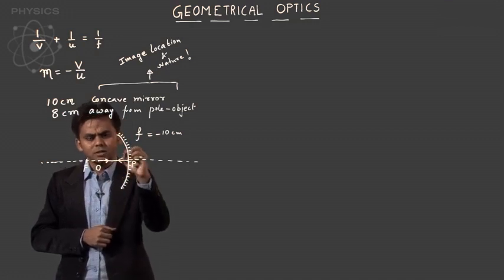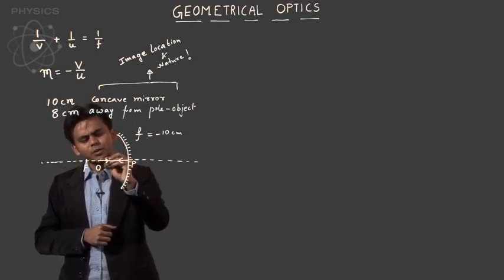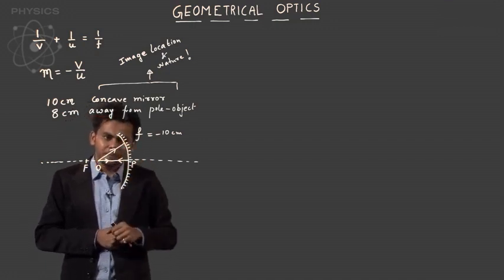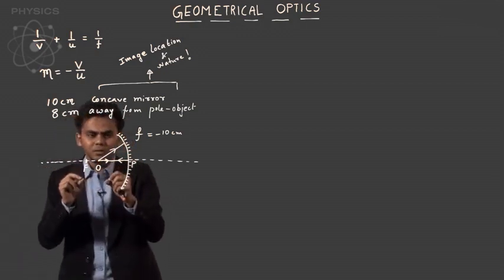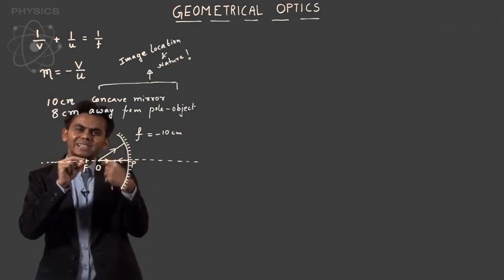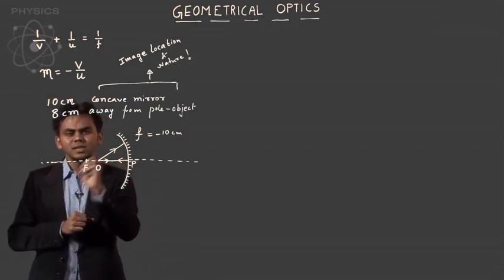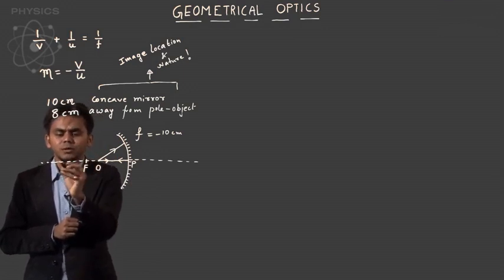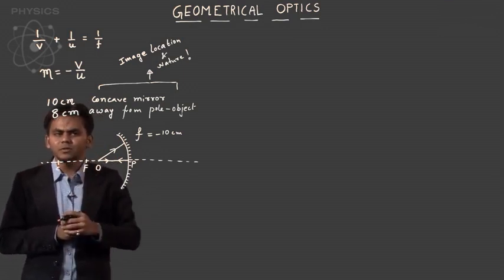This is my first reflected ray. Let's take one more ray, like this. Now, this ray would definitely see what the angle of incidence is, and upon that it would decide its angle of reflection. If this is your F, I know that twice of F would be your center of curvature.